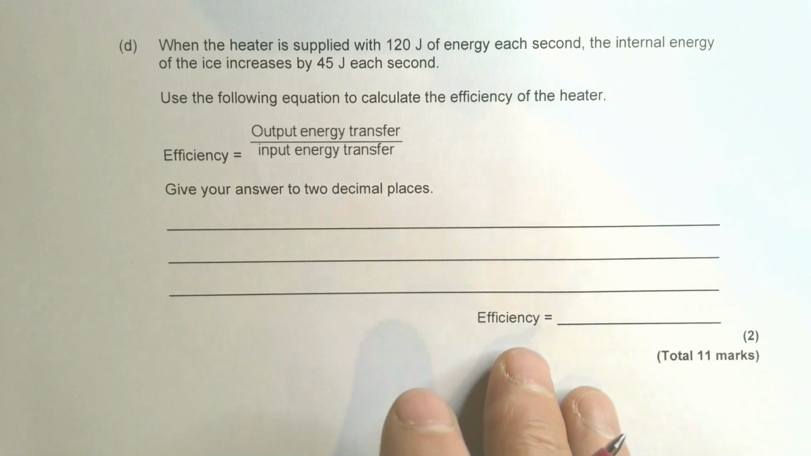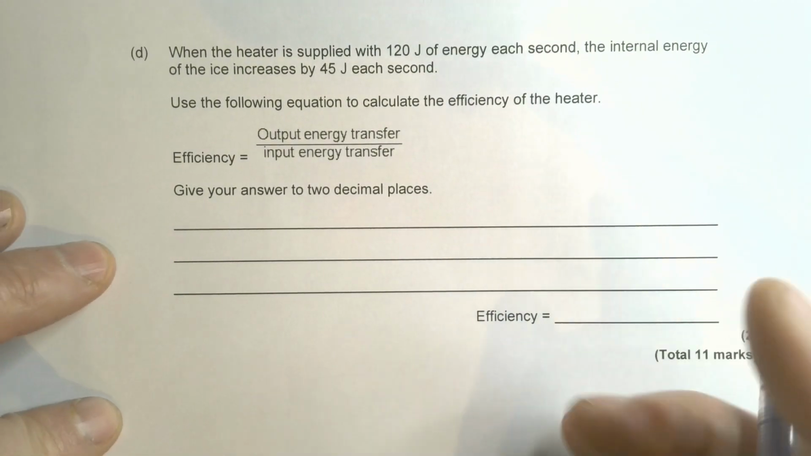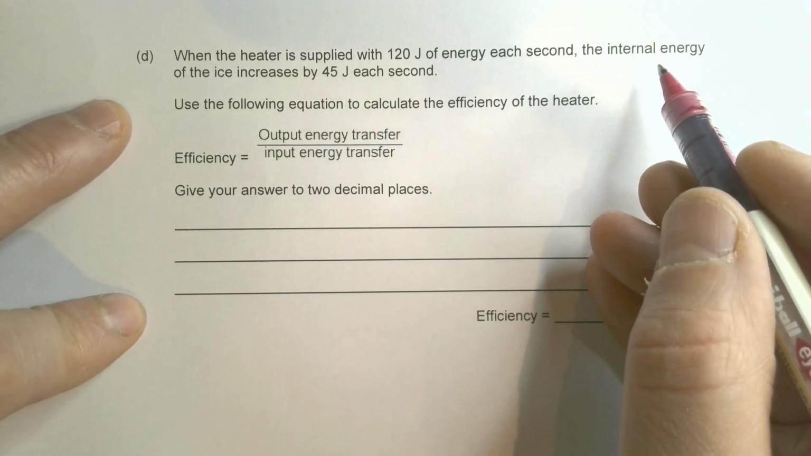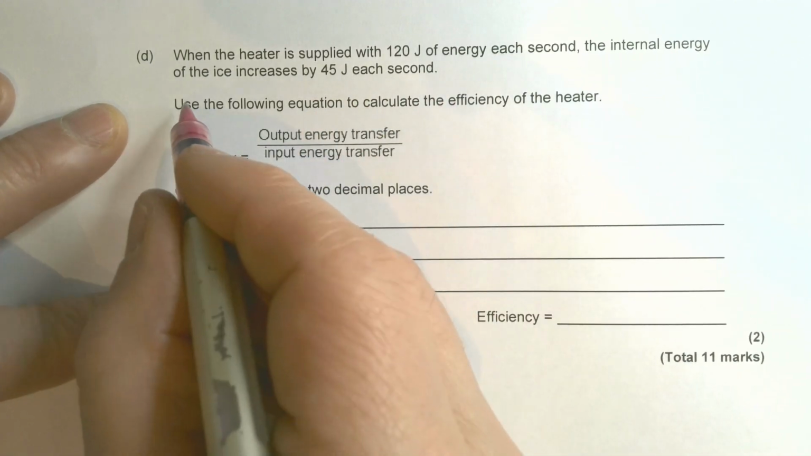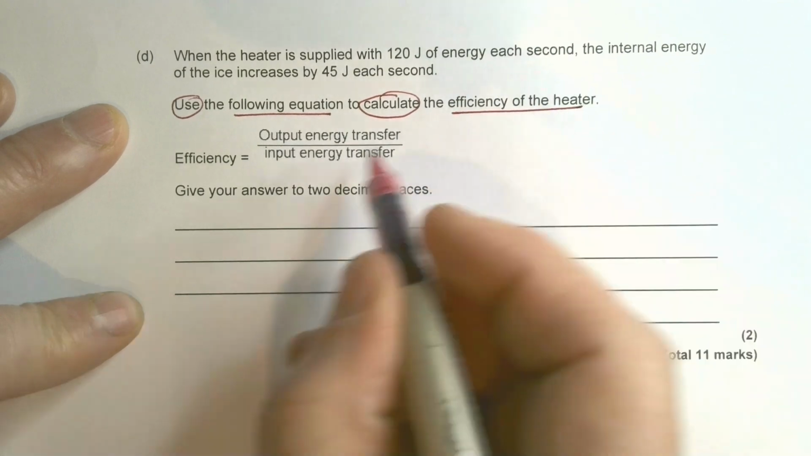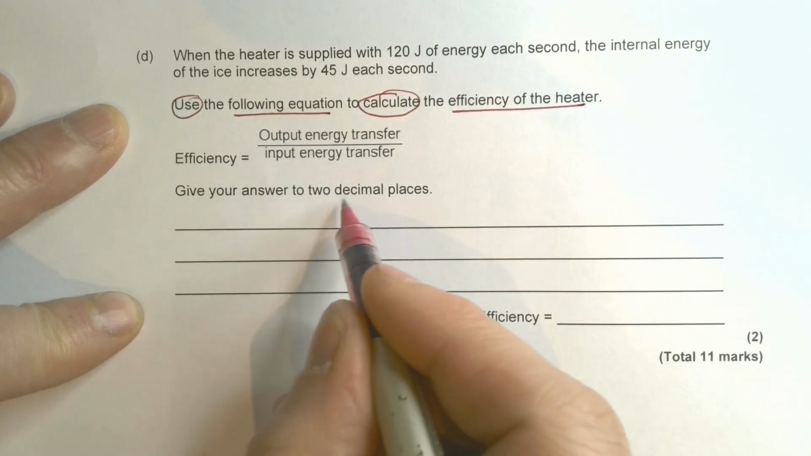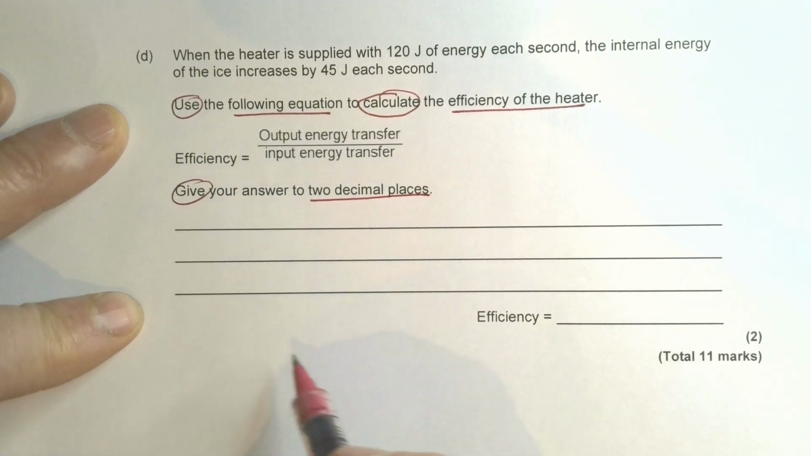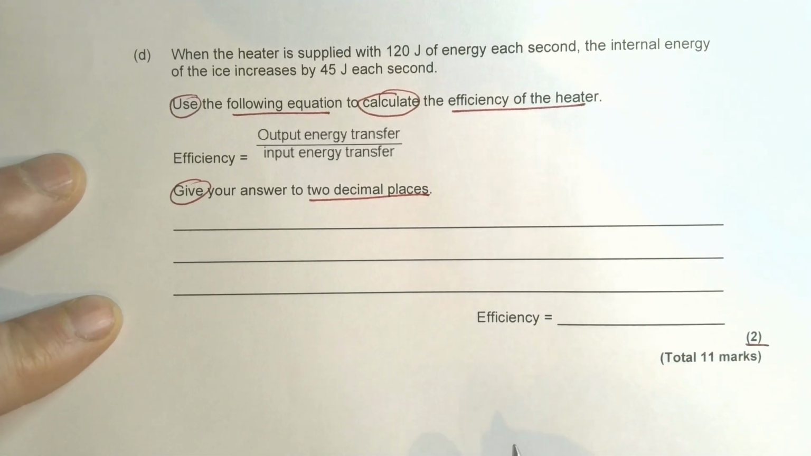When the heater is supplied with 120 joules of energy each second, the internal energy of the ice increases by 45 joules each second. Use the following equation to calculate the efficiency of the heater, okay, and then give your answer to 2 decimal places. So it's worth 2 marks.